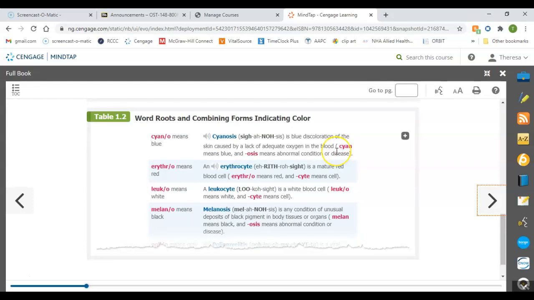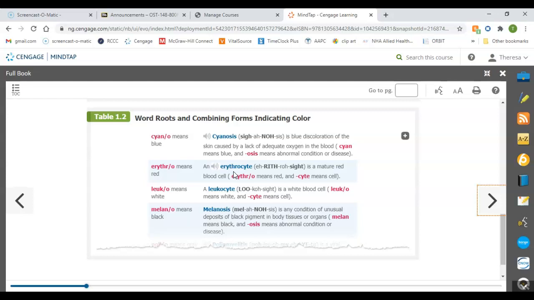There are word roots and combining forms indicating color. So cyan means blue. So think of cyanosis. If you have cyanosis, your fingertips are blue, your lips are blue. So cyan means blue. Erythra means red. So if you're talking about erythrocyte, that's a red blood cell. Cyte means cell. So read it backwards. You're looking at cyte for cell, erythra for red. So that lets you know that this is a red blood cell. Leuc means white. So leukemia, for example, affects the white blood cells. So that's how you get leuc.